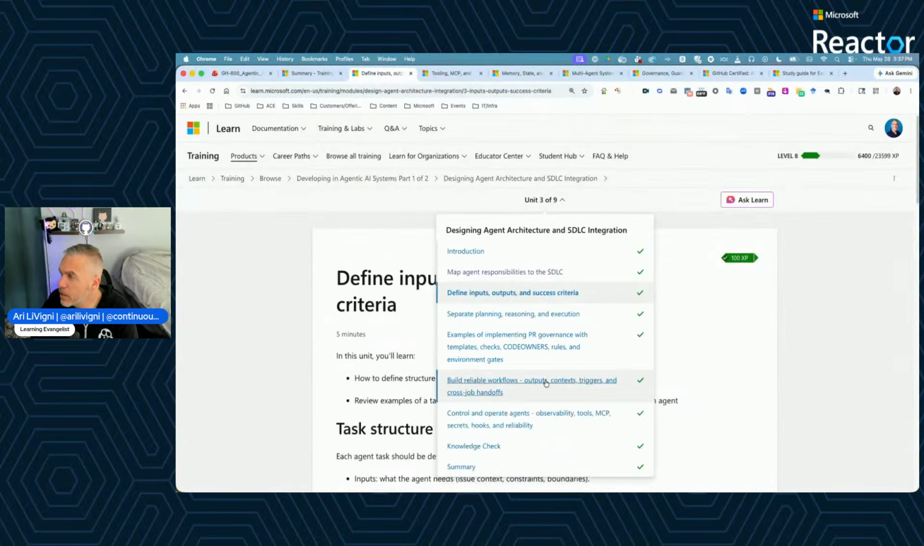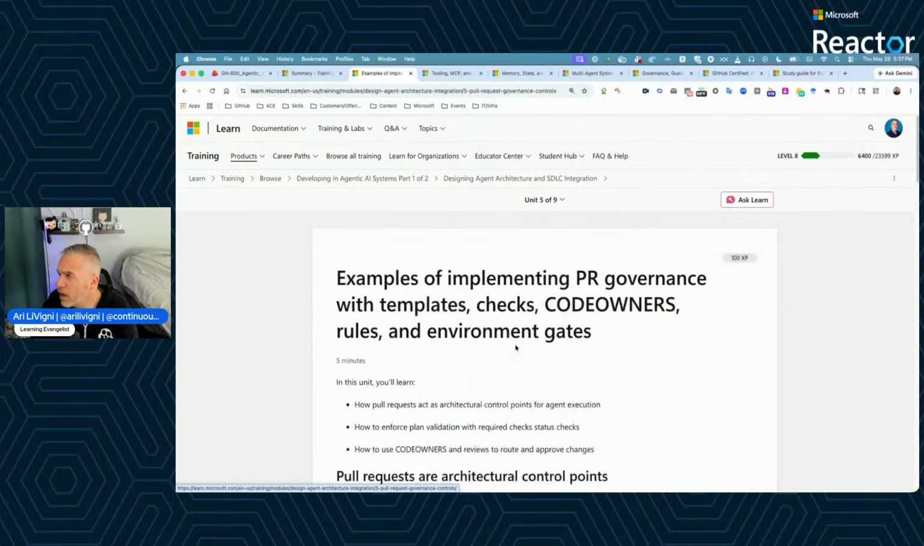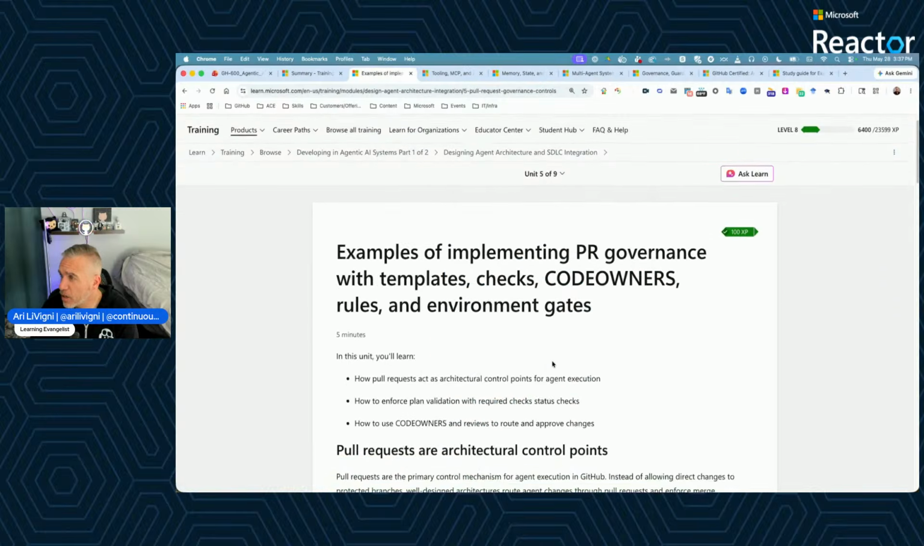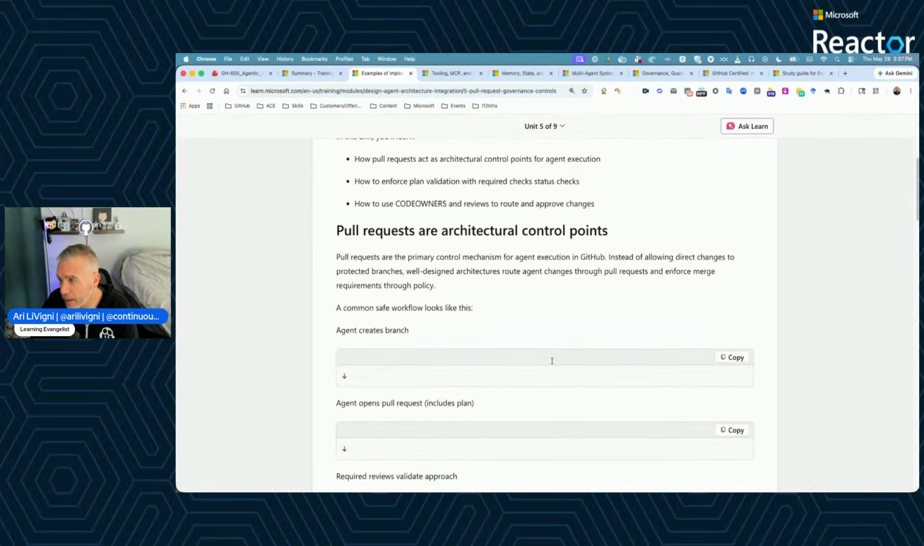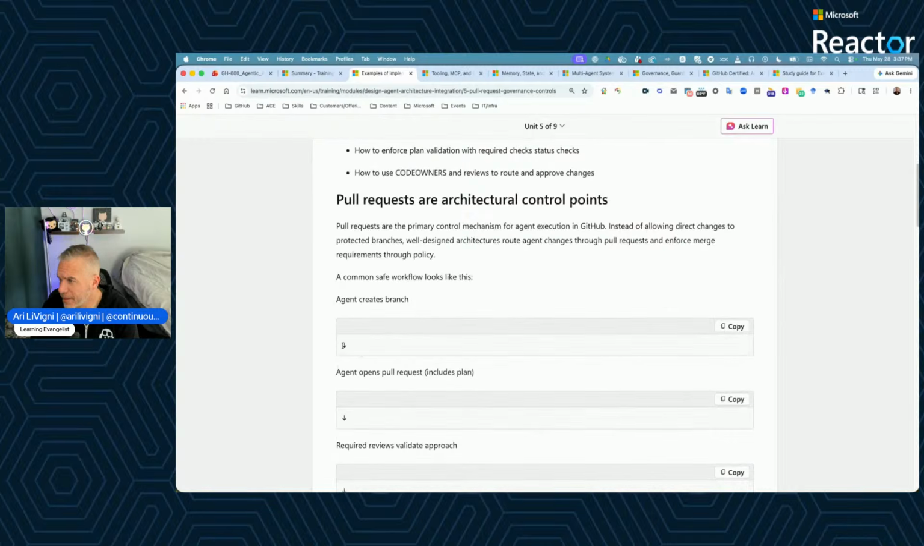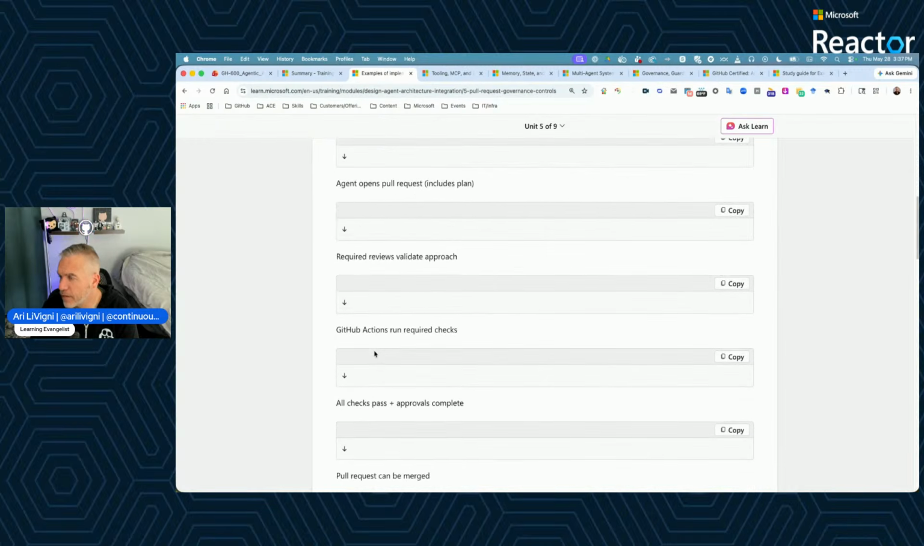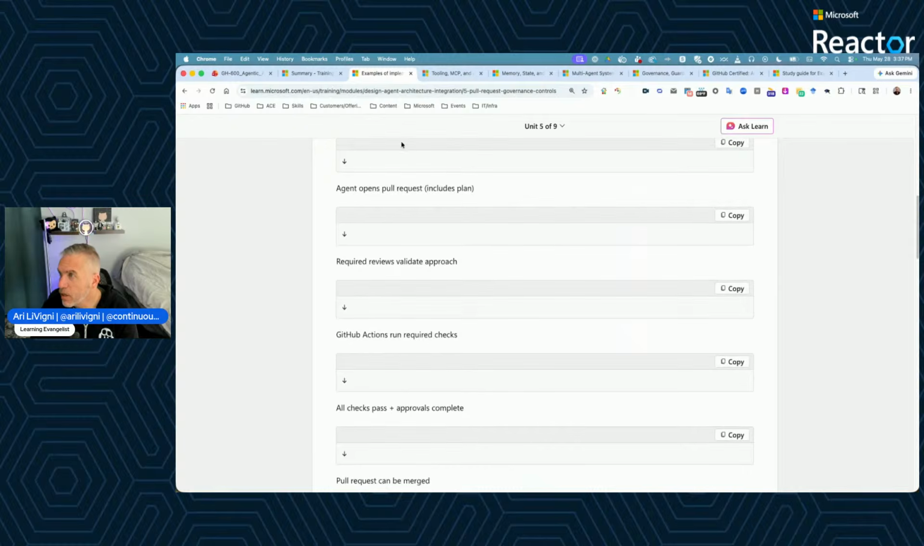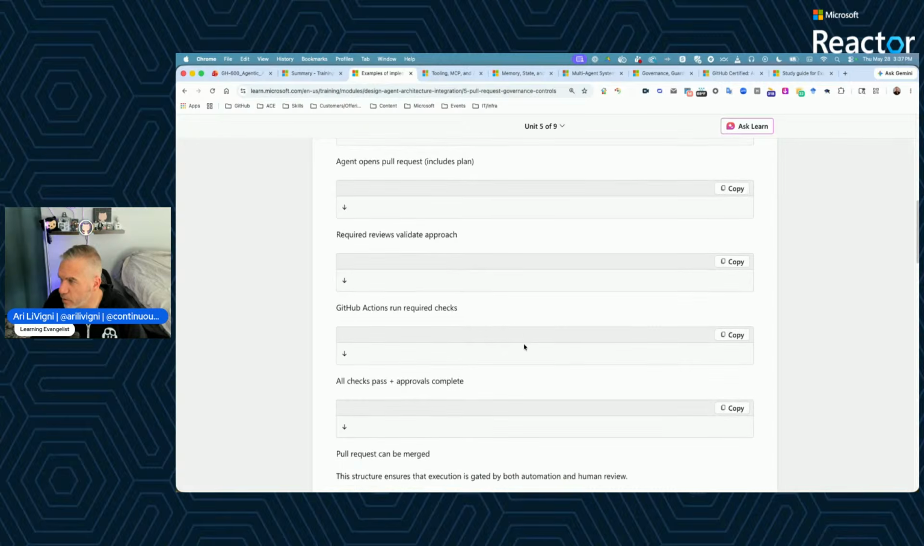Let's see. Separate planning, reasoning and execution. Examples of implementing PR governance with templates, checks, code owners. Again, back to the code owners. I think this might be a bug which I'm going to hand back to our team. Actually, I'm going to copy and paste this one. I noticed this when I was walking through it, that it's missing some of this. I don't know what actually gets copied here. Let me see if that's, yeah, it doesn't, it just copies a down arrow. So I think that's a bug.